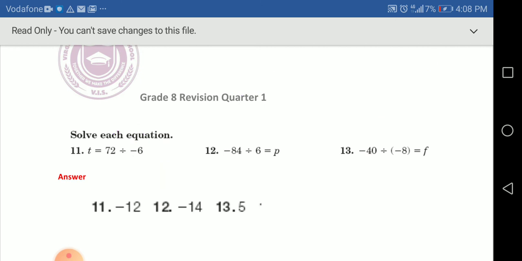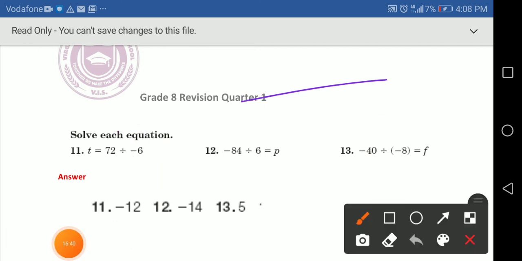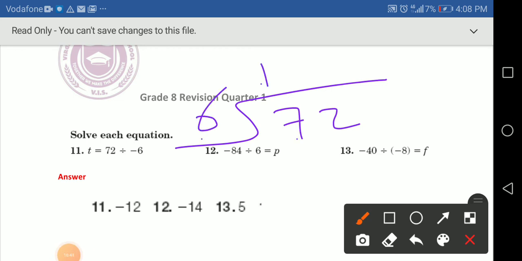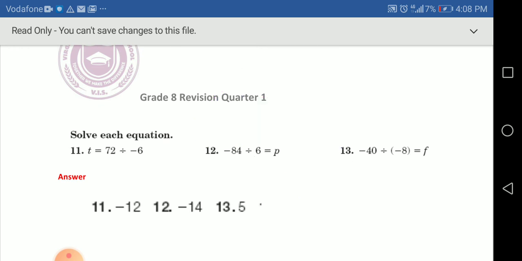Miss Dina, I want the long division. It's very easy too. We have here 72 divided by 6. 7 divided by 6, 1. 1 times 6, 6. And the remainder 1. And this 2. 12 divided by 6 equals 2. This is the long division.